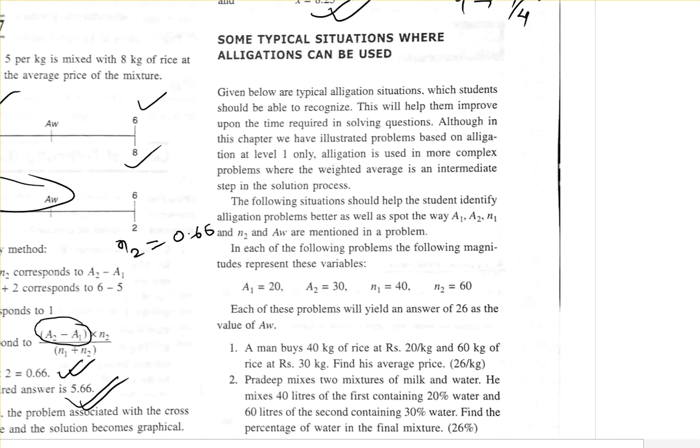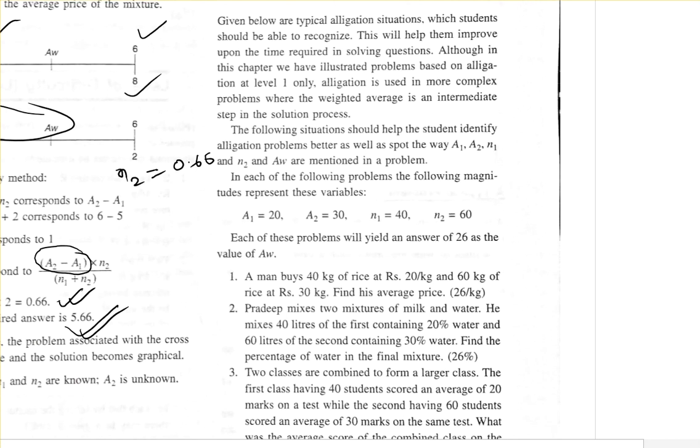Some typical situations where allegations can be used. Given below are typical allegation situations which students should be able to recognize. This will help them improve upon the time required in solving questions. Although in this chapter we have illustrated problems based on allegation at level 1 only, allegation is used in more complex problems where the weighted average is an intermediate step in the solution process. The following situations should help the student identify allegation problems better as well as spot the way A1, A2, N1, N2 and AW are mentioned in a problem.